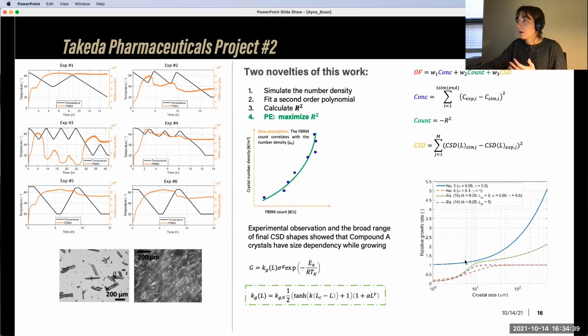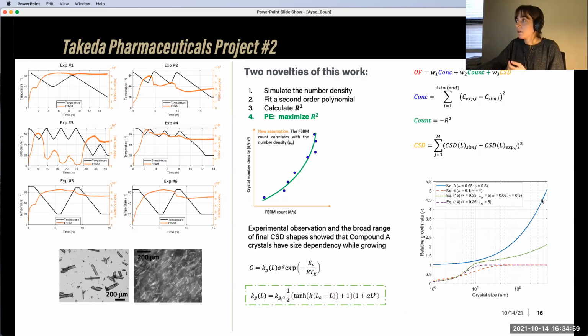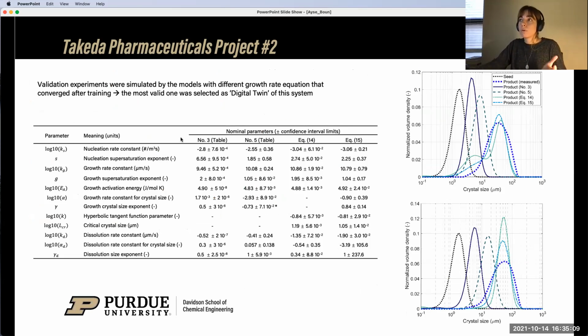So you see the functional behaviors of these size-dependent growth equations. The ones we came up with, two actually, are equation 15 and 14. Here I show equation 14 and 15. I boxed equation 15. It's the most complicated one, and it is the one that worked the best, actually. But what we did, we decided on using four different equations for this model, and then do the parameter estimation with four different models. And we estimated all the parameters with, again, these four different equations for size-dependent growth.